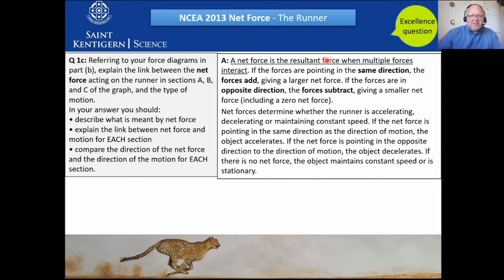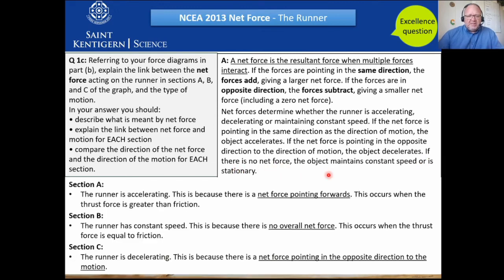So net force is the resultant force when multiple forces interact. If the forces are pointing in the same direction, you add them, giving a larger net force. If the forces are in opposite direction, you subtract them, giving a smaller net force. Net forces determine whether the runner is accelerating, decelerating, or at constant speed. If the net force is pointing in the same direction as the direction of motion, then it accelerates. Did you get that? If the net force is pointing in the opposite direction to the direction of motion, the object decelerates. If there's no net force, the object maintains constant speed or is stationary.